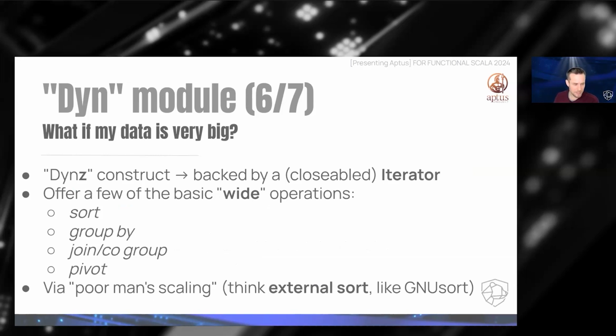So like I said, it's backed by an iterator, and it'll offer some of the wide operations that you're familiar with, and it'll use what I call the poor man's scaling, which you can think of as basically the external sort, like Unix sort. I touch on that, I think, in the Scala Days presentation, and maybe a little bit in the docs on the README as well. But basically, there's a way to implement all these operations by combining external sorts. And it's not very efficient, but it'll do the trick.